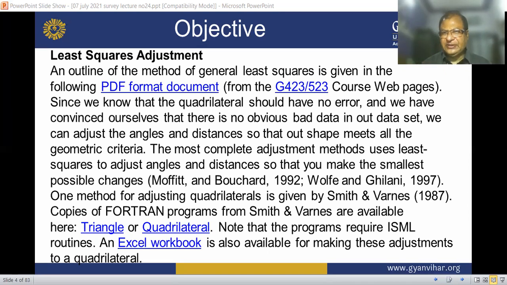The most complete adjustment method uses least squares to adjust angles and distances so that you make the smallest possible change. Wolf and Ghilani, 1997; a copy of the program from Smith and Varnes is available. So here, triangle and quadrilateral. Note the programs required: an IMSL routine and an Excel workbook are all available for making these adjustments to a quadrilateral.